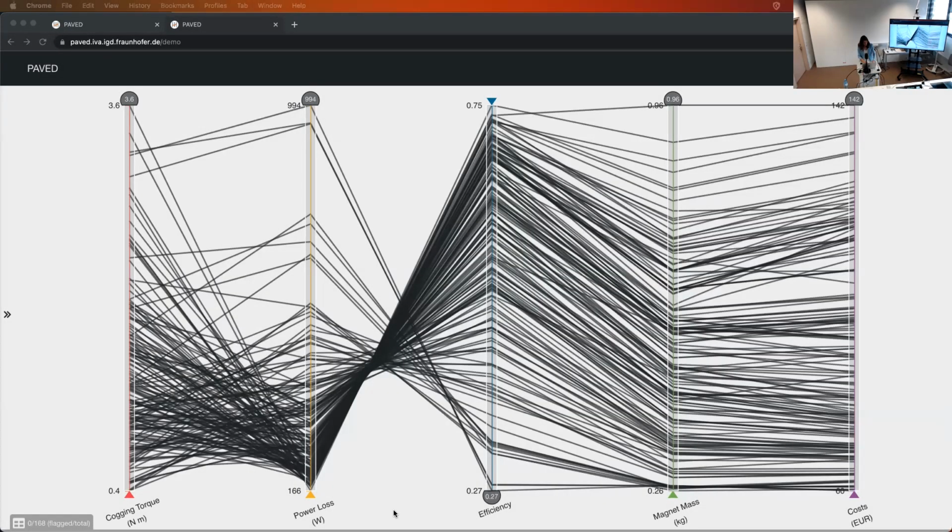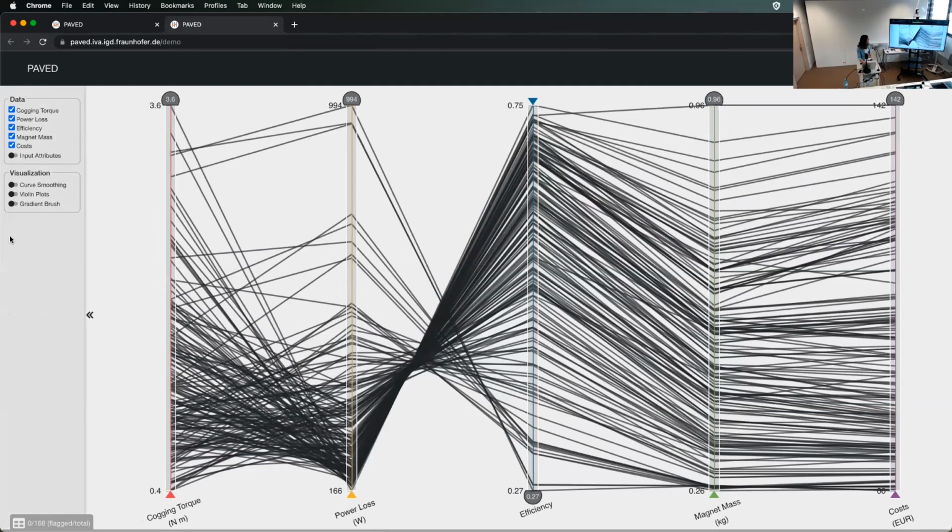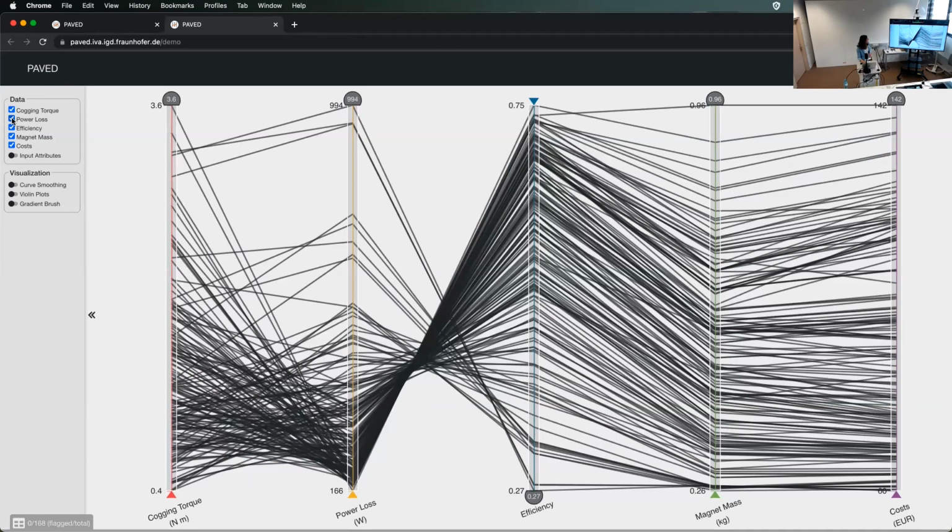So what might catch our eye first is that the polyline sections between power loss and efficiency are crossing. The lower the power loss, the higher the efficiency. So this is what we would expect, right? We have an inverse relationship here, which means that we only need to consider one of these attributes for analysis. So we'll hide the power loss axis.